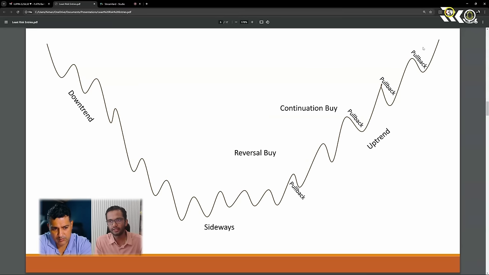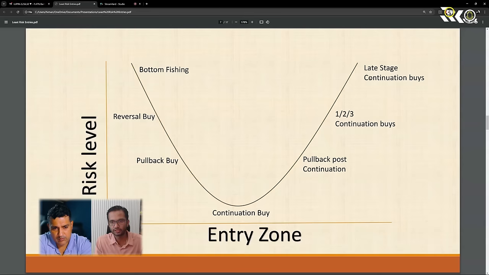As you go into the late stages, your risk level starts increasing, because it might be possible that whatever earnings the stock had to report have now already been absorbed in the price. Now we are heading very close to the top, very close to the trend reversal stage. That is why your risk keeps on increasing the later you get in. So that's why exit rules are so important.